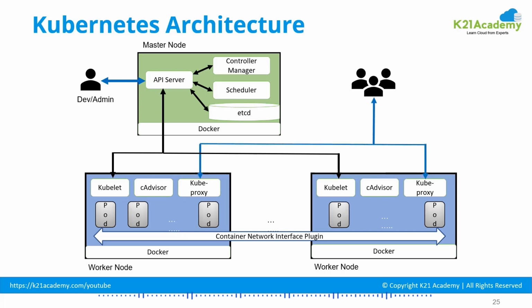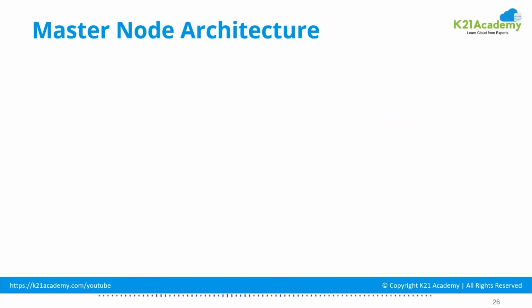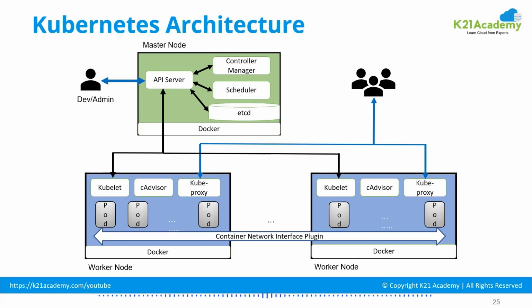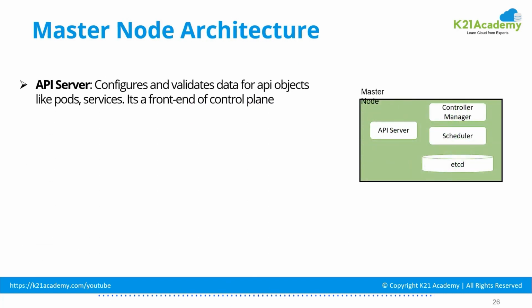Now, the end users or customers will connect to the pods, or the application running on the pod, through something called a service via the kube proxy. So kube proxy is a network interface layer for the connections. Just to do a nutshell recap, the API server is the server that configures and validates the data for API objects like pods and services, and it's the front end for the control plane.